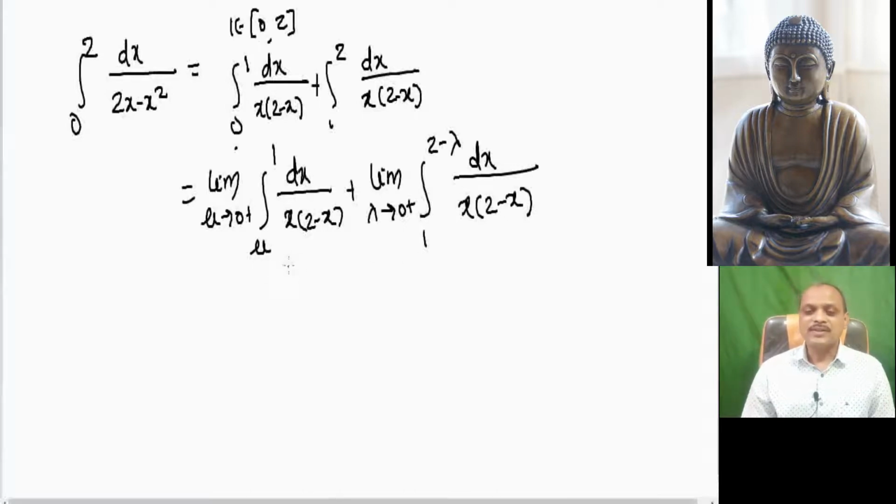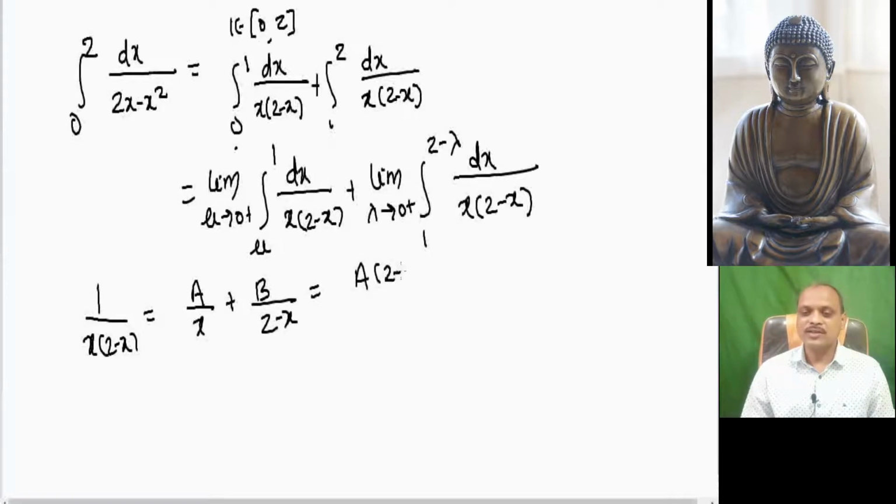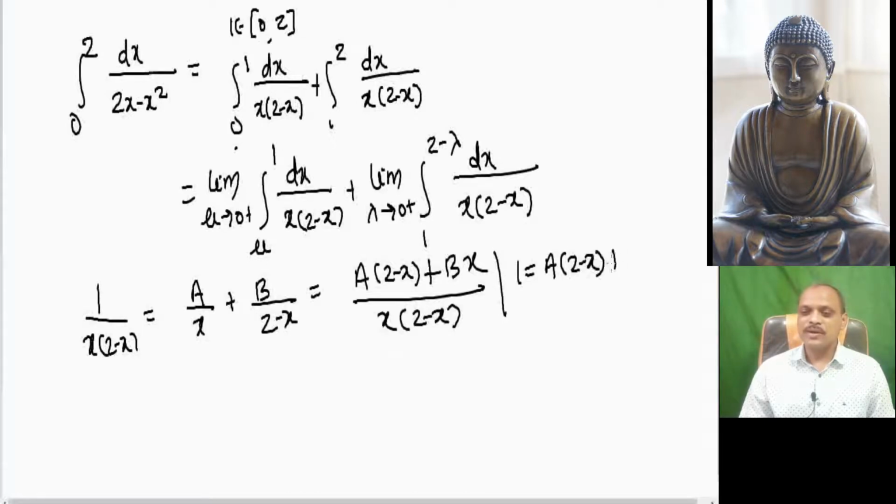First, let us apply the partial fractions. 1 divided by x into 2 minus x equals a divided by x plus b divided by 2 minus x, which equals a into 2 minus x plus b into x, divided by x into 2 minus x. Now 1 is equal to a into 2 minus x plus b into x.